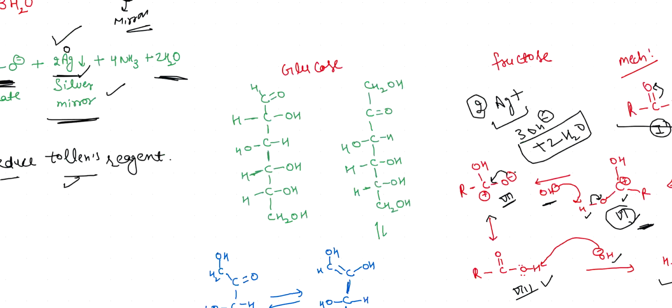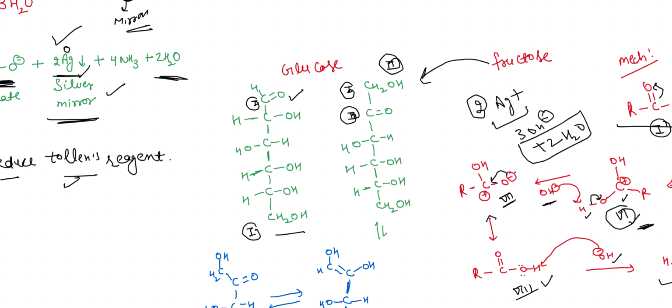So the first structure is the structure of glucose. Look at the second structure. This is a structure of fructose. Clear? In glucose, there is an aldehyde group at the first position, and in case of fructose, there is presence of a ketone group. As I have clearly told you guys, fructose has a ketone group.